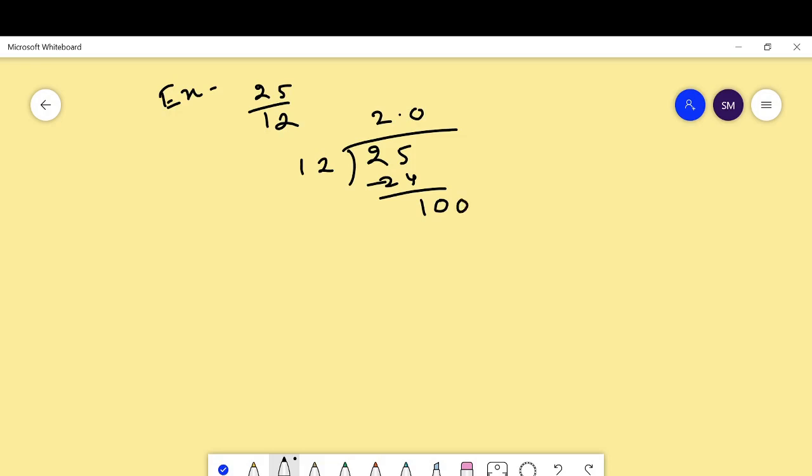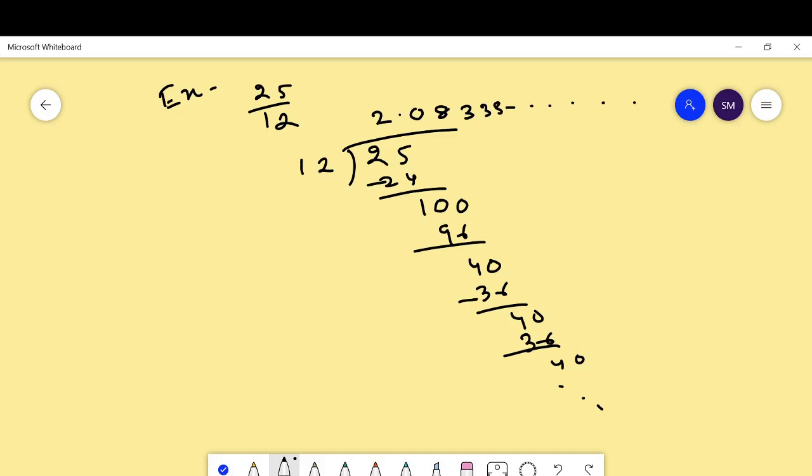Then 12 7 ja 84, 12 8 ja 96. Then here 40, 12 3 ja 36. Then here 40, 12 3 ja 36, then another 40. In this process we get 3 3 3 infinitely. Then 25 upon 12 can be converted into a non-terminating decimal number.